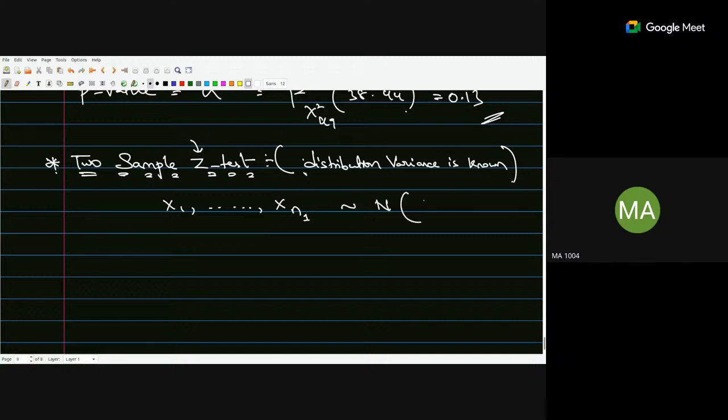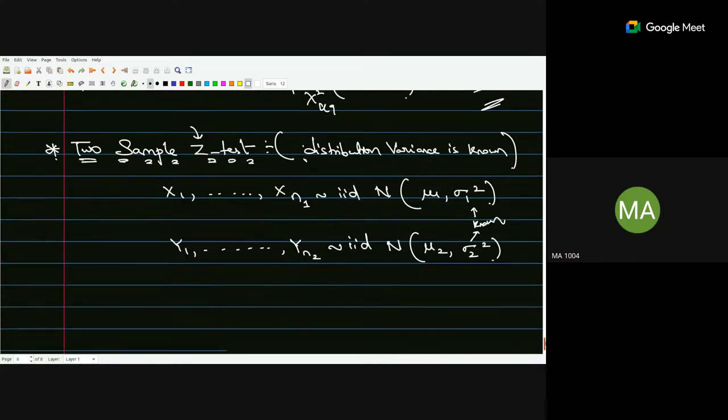And this comes from some mu 1, sigma 1 square. Let's assume this sigma 1 square is known to us, but not the mu 1. Similarly, you draw samples from the other distribution also, which follows maybe mu 2, sigma 2 square. Here also sigma 2 square is known.